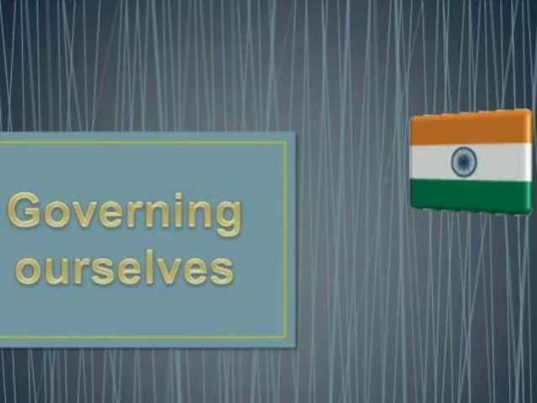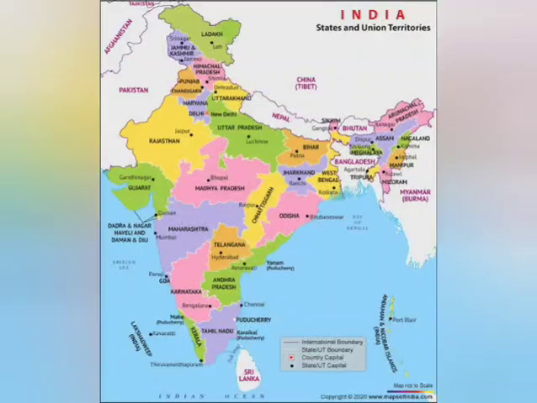In this video, we are going to learn about chapter number 21, Governing Ourselves. India consists of 28 states and 8 union territories. Together, they make up the Indian Union. The Indian Union has a government at the center and one in each state. The government at the center is known as the central government, and those in the states are known as the state government. This has been provided by the Constitution to govern the country properly.